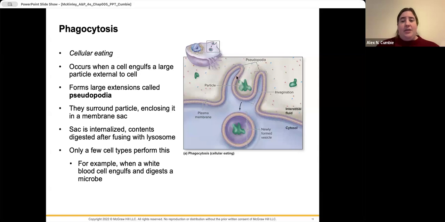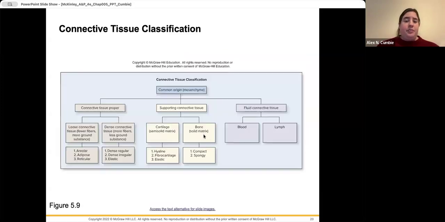And again, this is just a brief review from our endocytosis chapter from the previous one, chapter 4. Next, let's get into all the different types of tissues we have for connective tissue. And there are a lot here. So we typically separate them into different categories, okay?